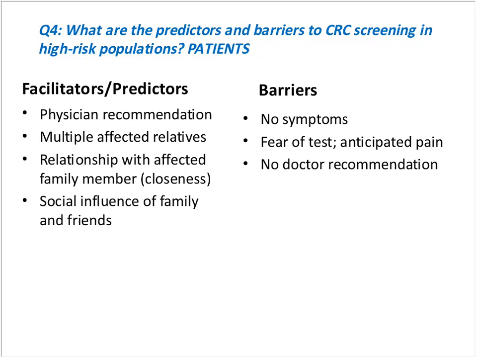So we also looked at predictors and barriers to colorectal cancer screening in high-risk populations, and we separated this into patient groups and provider groups. And for patients, this is based on a meta-analyses, some of the most important predictors or facilitators to screening included having a physician recommendation, having multiple affected relatives in one's family, the relationship that one had with the affected family member or the closeness of that relationship, and the social influence of family and friends.